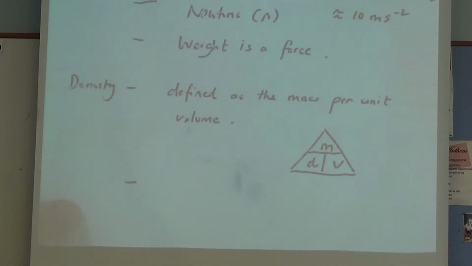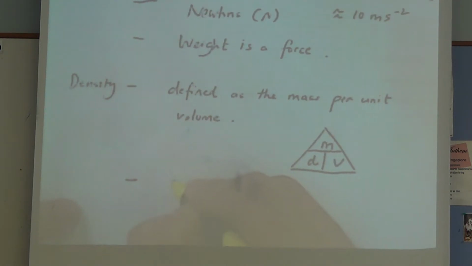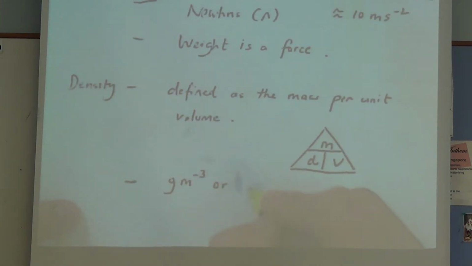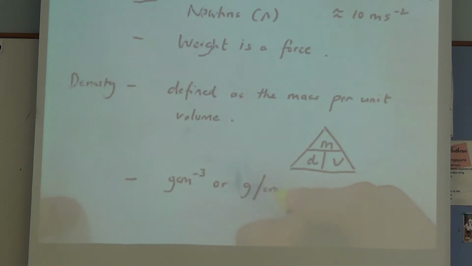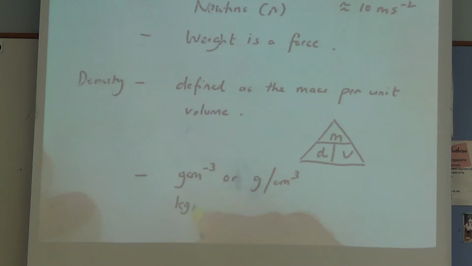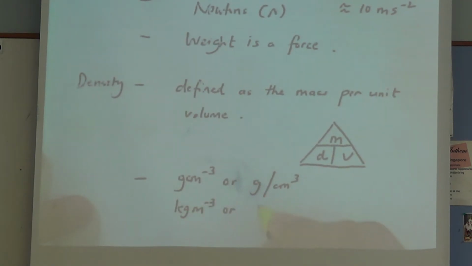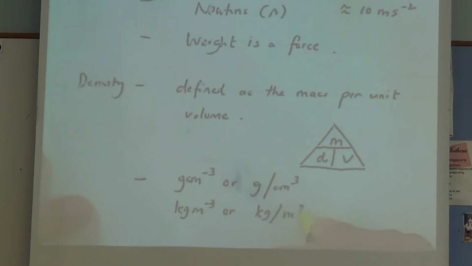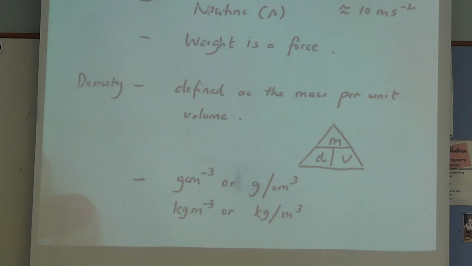Now, density is commonly measured in two forms of units. One is grams per meter cube. Or you write in this form, gram per cm cube. They are the same, I mean these two are the same. It's just a matter of the index. One is negative, one is positive.